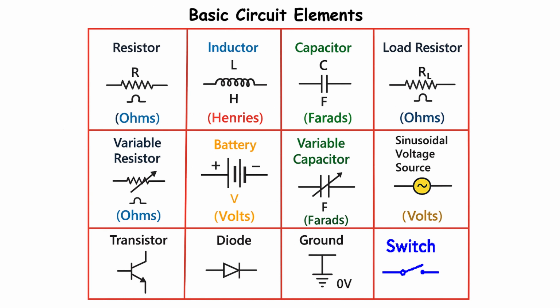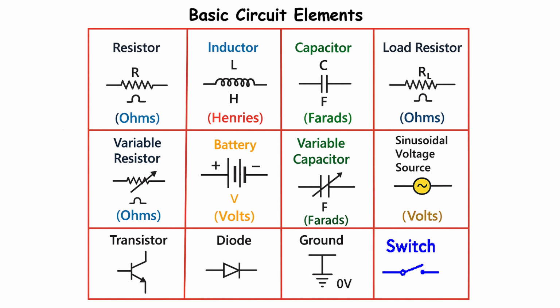Next is the diode. A diode is like a one-way street for electricity. Its symbol is a triangle pointing towards a line. The current is allowed to flow in the direction the triangle is pointing, but it's blocked from flowing in the opposite direction. Imagine a one-way valve or a turnstile. You can go through it in one direction, but if you try to go back, the gate is locked. Diodes are essential for converting AC power to DC power and for protecting circuits.